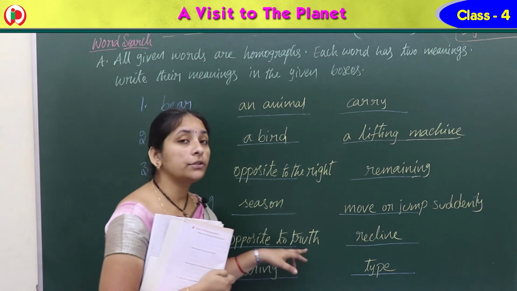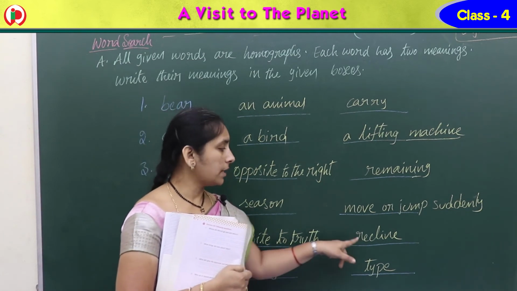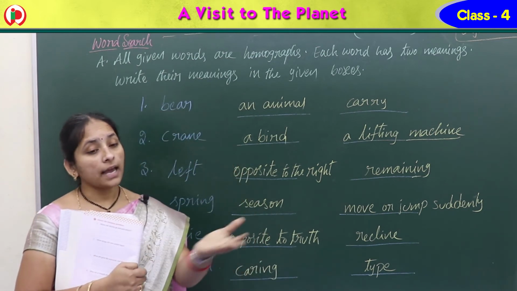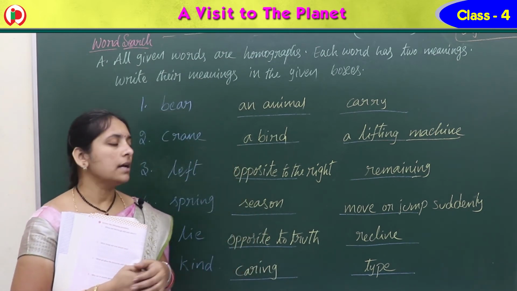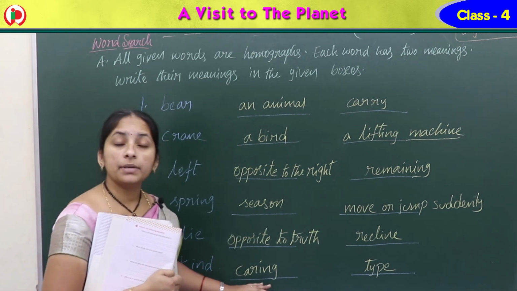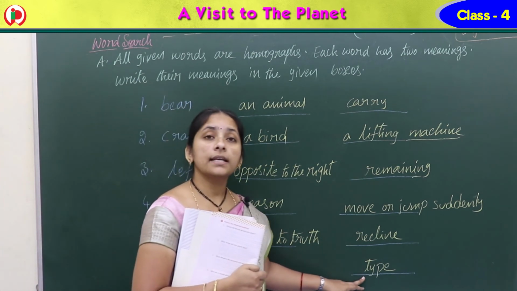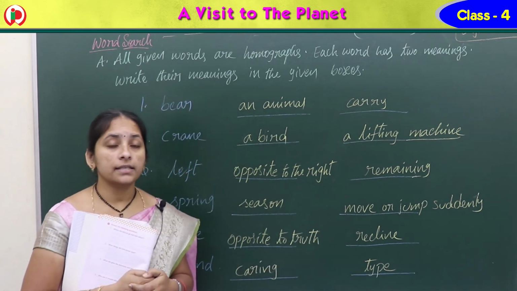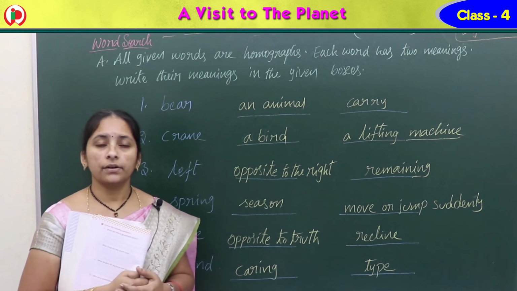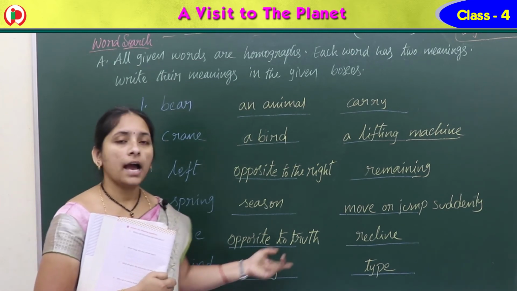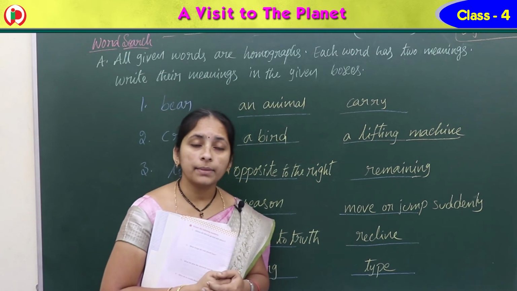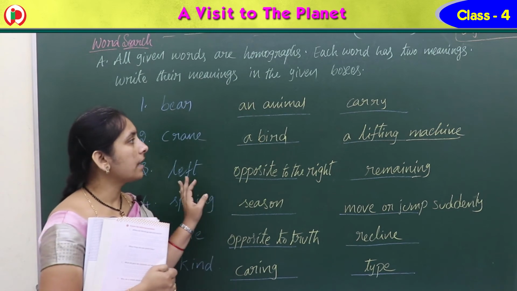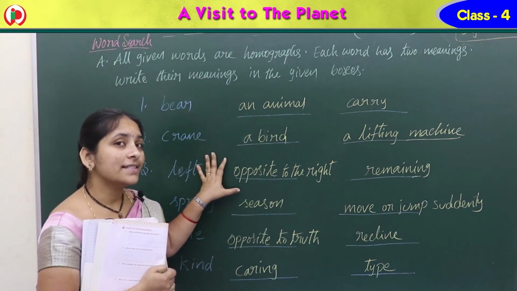So the next one is a lie. Lie is opposite to truth. And one more is recline. Recline means move back and take rest. That is, lie on the bed means to sleep or take rest. And kind. Kind means very caring. And one more is a type. Type means similar. How many kinds are there? Similar kind, similar things are there. So caring, and one more is types. How many kinds are there means how many types are there? So that's why type. Clear?